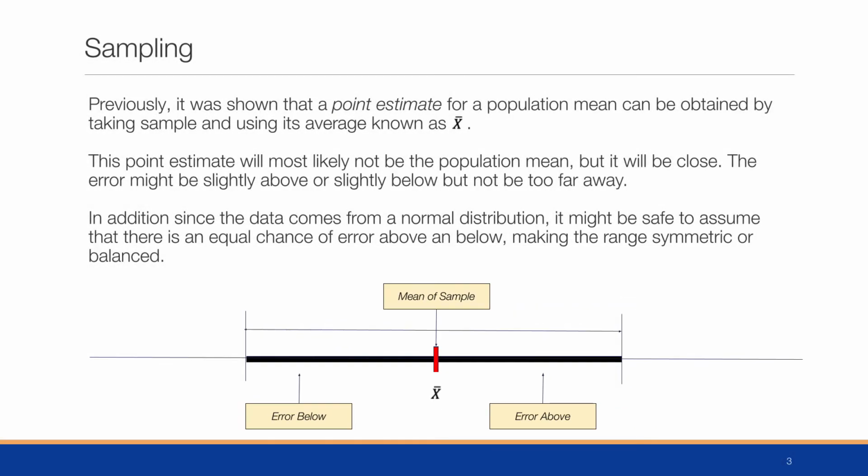There's really going to be no indication that it's going to be more or less. It's just random chance that it is a little bit higher or a little bit lower. In addition, since the data comes from a normal distribution, it might be safe to assume that there's an equal chance of error above or below, making the range symmetric or balanced. Here we have a chart where we have the mean of a sample, denoted by this X bar and this red bar, and an error could be above or below.